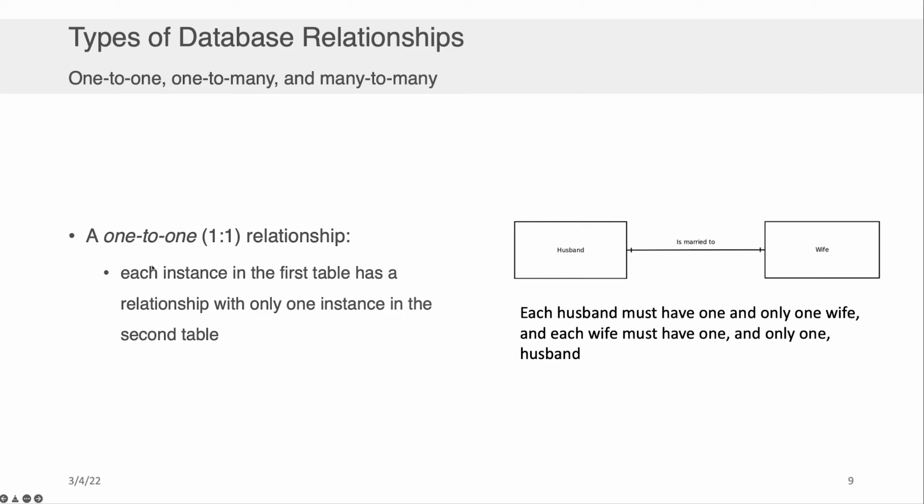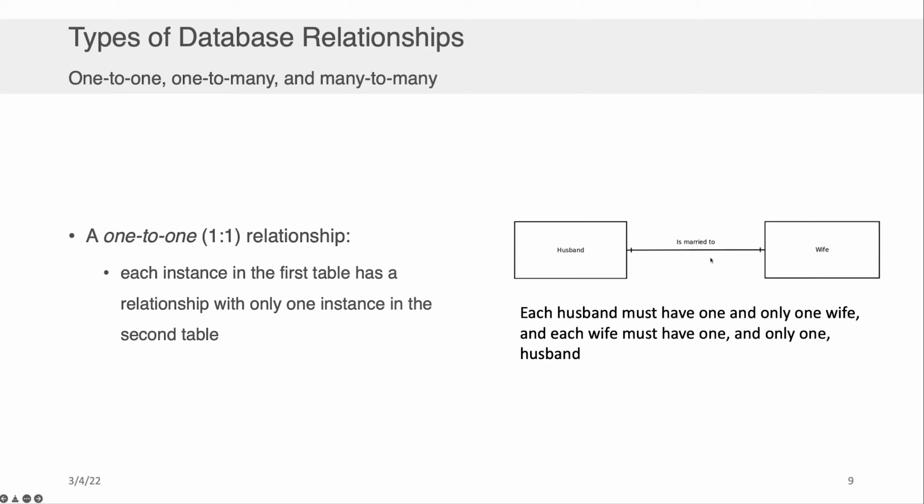So of a one-to-one relationship, that basically means each instance in a first table has a relationship with only one instance in a second table. So for example, if we had a field husband in one table and we had a field wife in another table, that would be an example of two fields where there is a one-to-one relationship.